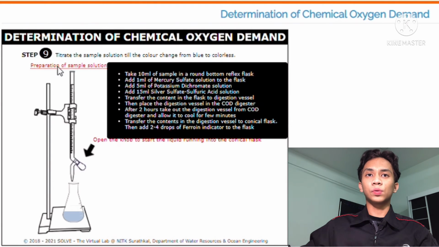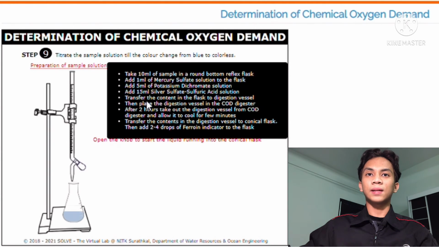Preparation of the sample solution. Take 10 ml of sample in a round bottom reflux flask. Add 1 ml of mercury sulfate solution to the flask. Add 5 ml of potassium dichromate solution. Add 15 ml silver sulfate sulfuric acid solution.